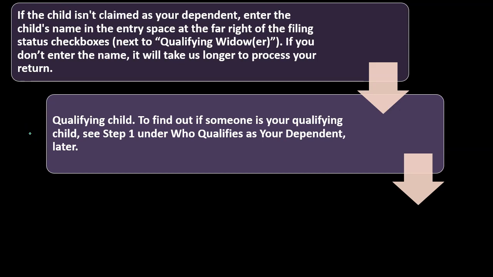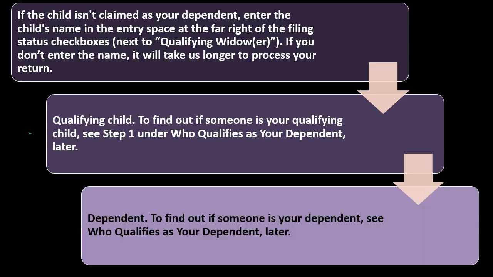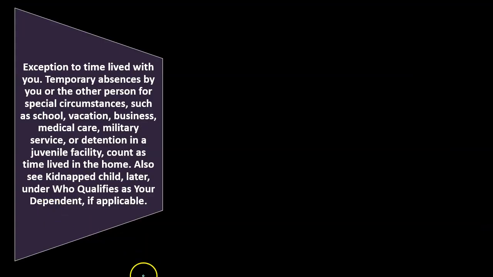Qualifying child, to find out if someone is your qualifying child, see step 1 under who qualifies as your dependent later. These are in the instructions for the 1040. Dependent, to find out if someone is your dependent, see who qualifies as your dependent later. So we can go and take a look at that and do more research if those are in question. And the first place to go would be to the instructions for the Form 1040.